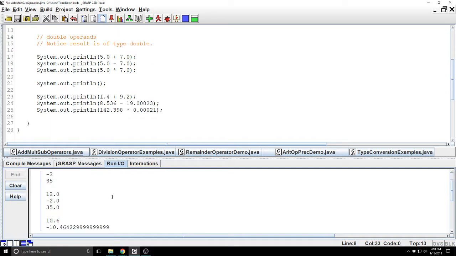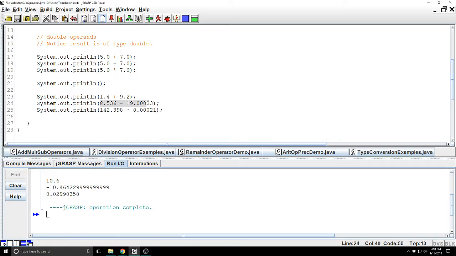Here are some other examples. The most interesting one out of this is this middle one right here. You can see that this number has 3 decimal places and this has 5 decimal places. When I do the result, I get a bunch of extra decimal places right here. And that's kind of strange. If you did that in a calculator, you probably wouldn't get that answer.